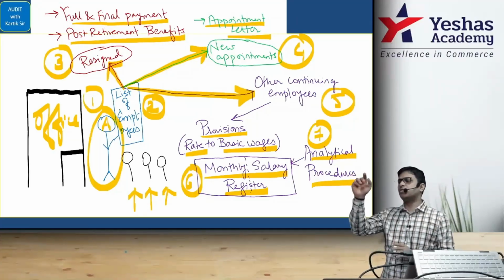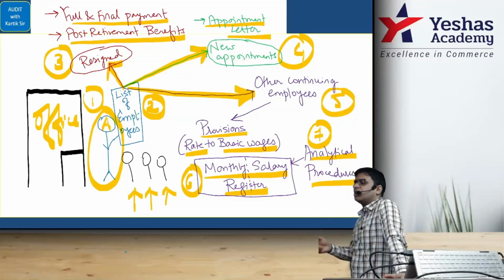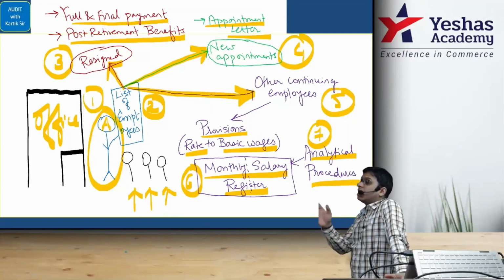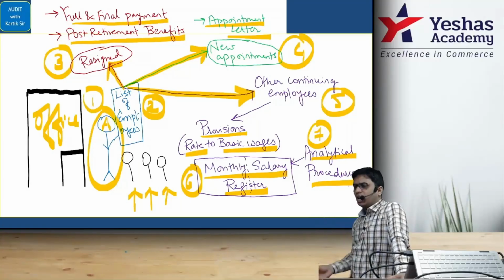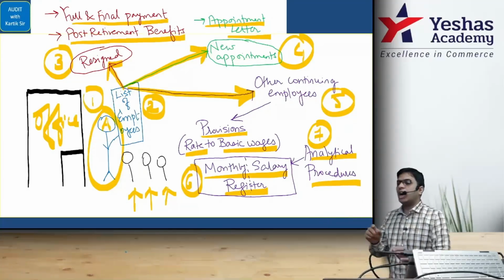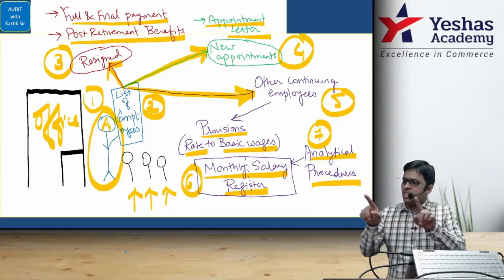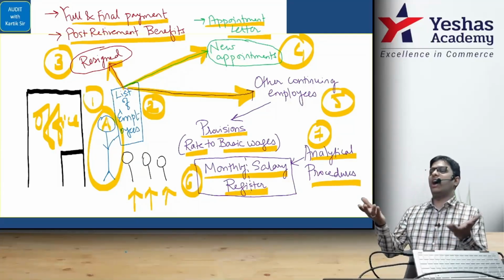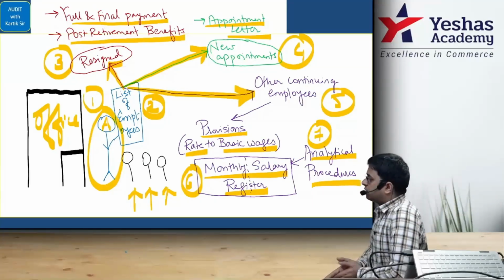Now, resigned employees, we'll see whether full and final payment is made and post-retirement benefits are given. The employees who are new appointees, then the appointment letter: whether in that, what salary we committed, whether we are paying that or not. After that, we have the other continuing employees, whether rate to the basic wages we are creating as provision for various matters. Then we see whether a monthly salary register is kept or not, and finally, analytical procedures, SA 520. Are you there with me, yes or no? That's it. Take the marking with me.